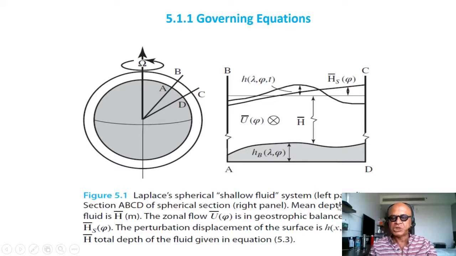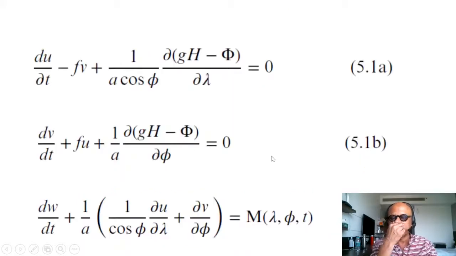Okay, let me make sure I read everything. Mean depth is h bar in meters. Zonal flow is geostrophic u phi in balance with this surface slope. Potential phi will come to in a minute. So perturbation displacement of the surface h(x,y,t) or h(lambda, phi, t) is going to be looked at in terms of the equations. This is the simple form of his equations.